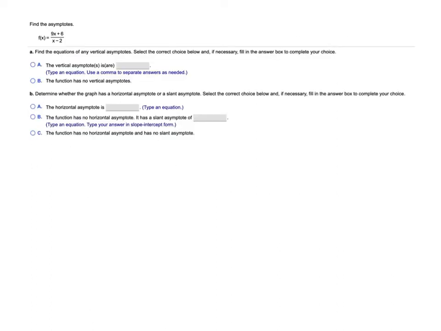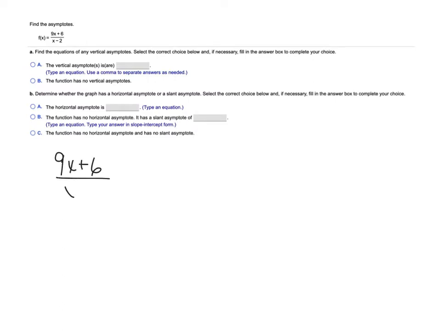All right, find the asymptotes. This one takes you through finding the vertical and the horizontal asymptote. So they really are completely separate. So let's first look at vertical asymptotes. Okay, so I'm going to rewrite this a little bit larger.